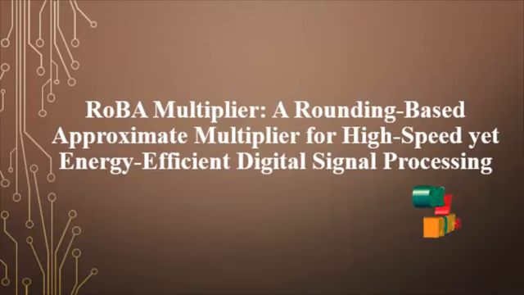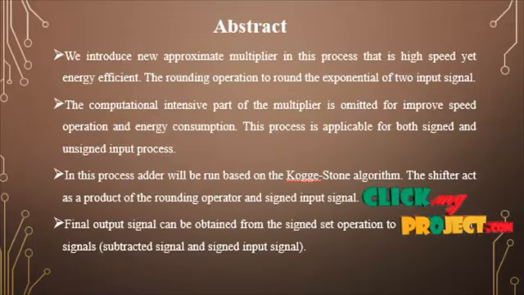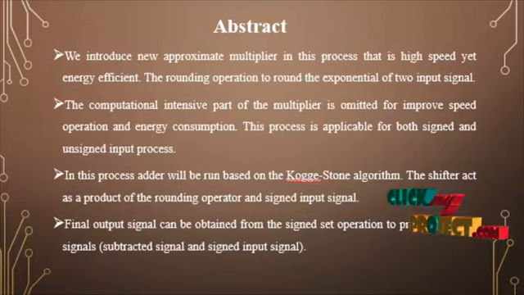The title of our product is RoBA Multiplier, a rounding based approximate multiplier for high speed yet energy efficient digital signal processing. In this project, we propose an approximate multiplier that is high speed yet energy efficient.